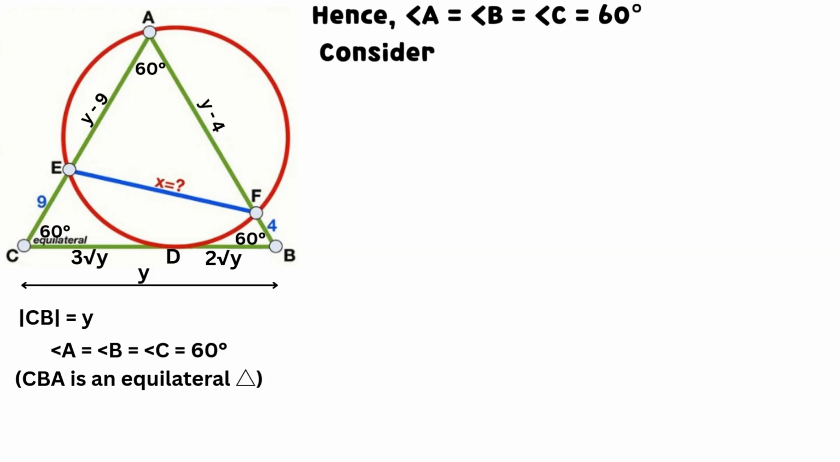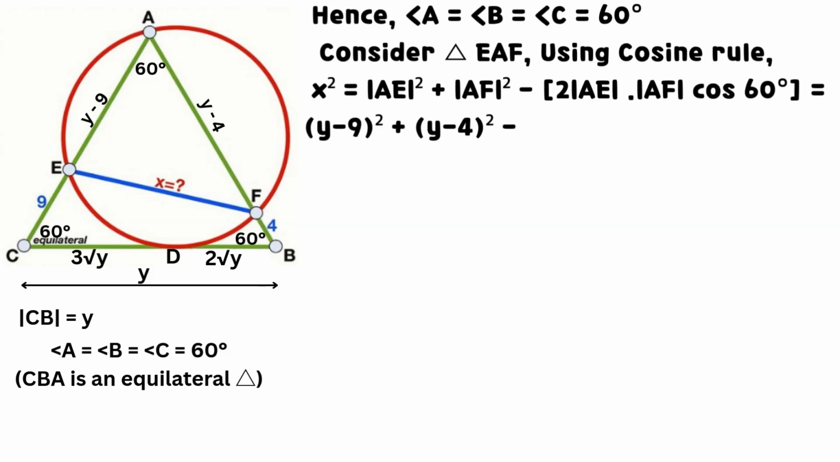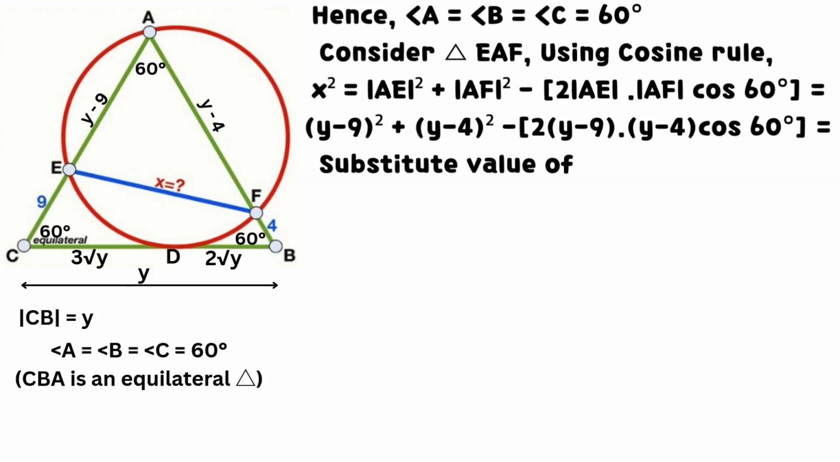Recall that angle A equals angle B, which equals angle C. The result is equal to 60 degrees. It is because ABC is an equilateral triangle. Consider triangle EAF. Using cosine rule and substitute values, we have that the square of x equals the sum of the square of y minus 9 and the square of y minus 4, minus 2 times the product of, in bracket, y minus 9 and in bracket, y minus 4, multiplied by cosine 60 degrees.